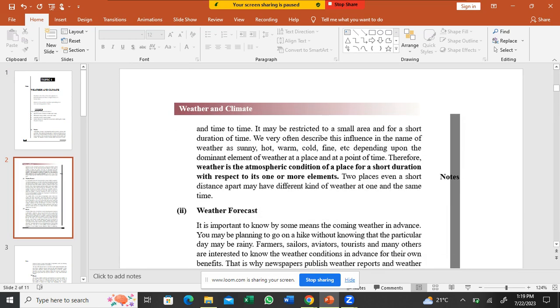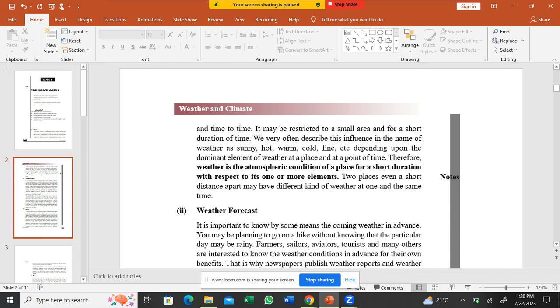So it may be restricted to a small area for a short duration of time. We very often describe this influence of weather as being sunny, hot, warm, cold, or fine, depending upon the dominant element of weather of a place at a particular time. Therefore, the definition of weather is the atmospheric conditions of a place for a short duration with respect to one or more of its elements. Are we together? Yes, I hope that you're together, students, and we are learning.